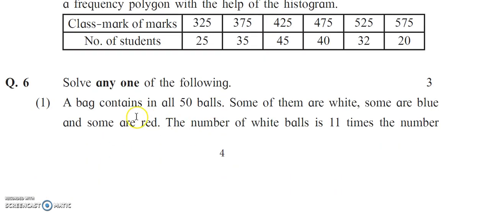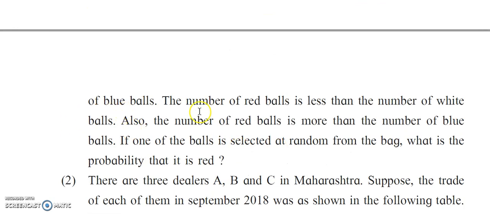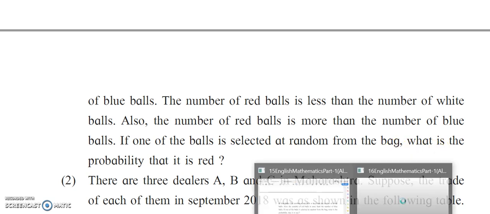A bag contains in all 50 balls. Some are white, some are blue, and some are red. The number of white balls is 11 times the number of blue balls. The number of red balls is less than the number of white balls, and more than the number of blue balls. If one ball is selected at random from the bag, what is the probability that it is a red ball? Now we'll see the answer.